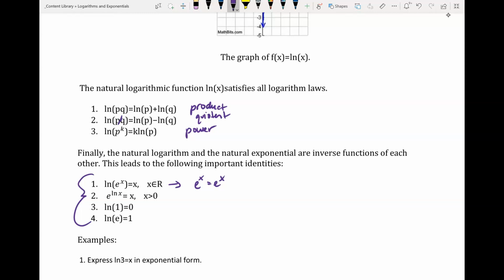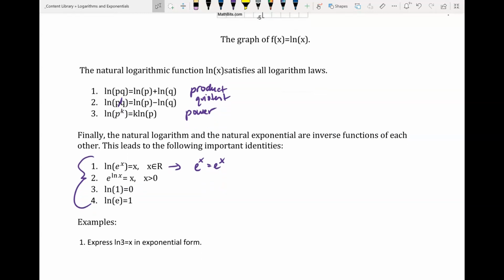For our second one, e to the power of ln x is equal to x. Again, pretty self-explanatory, because if I want to change this into logarithmic form, we're going to get our ln, our base is already e, our exponent is ln x, and our answer is x. So we're just going to get ln x is equal to ln x. Again, it's the same sort of thing.